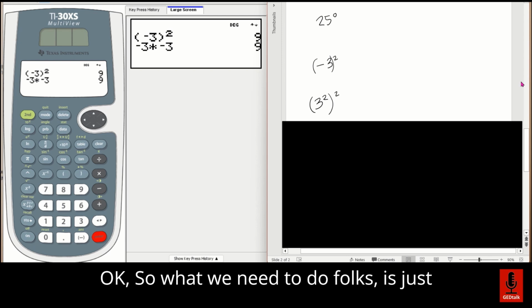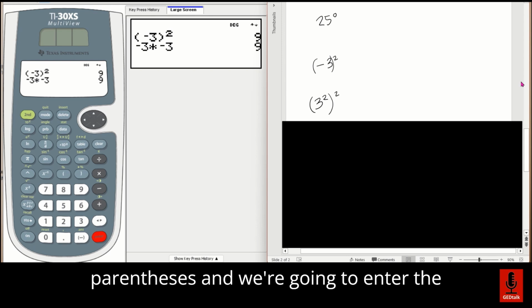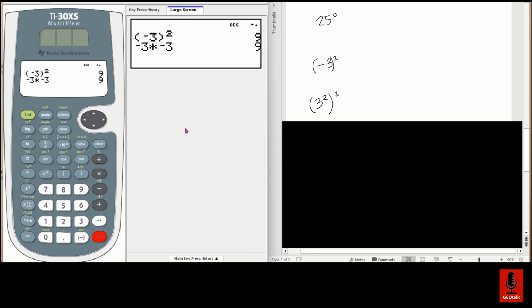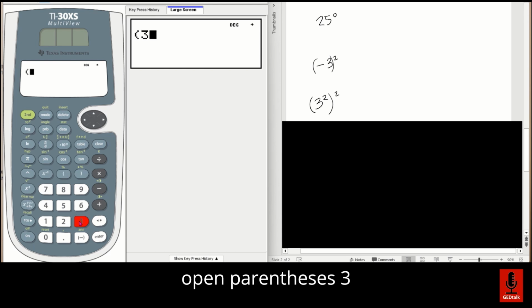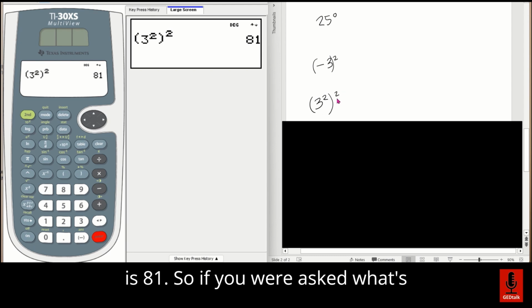Okay, so what we need to do, folks, is make sure we're using our parentheses and we're going to enter the problem just like we see it on the practice screen. So come back to your calculator. Let's clear it. And I'm going to open parentheses, 3 squared, close parentheses, squared. Enter, and we get 81. Makes sense because 3 squared, what's 3 times 3 is 9, and 9 squared is 81.